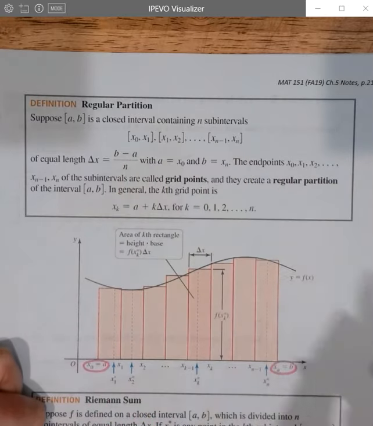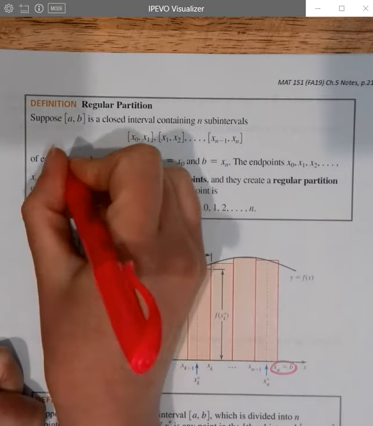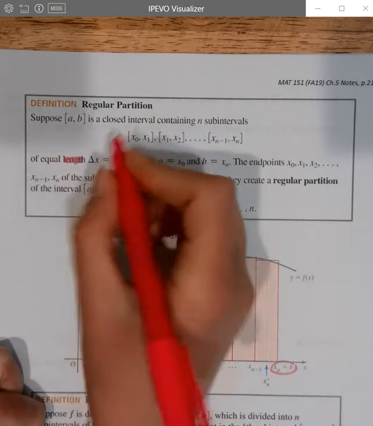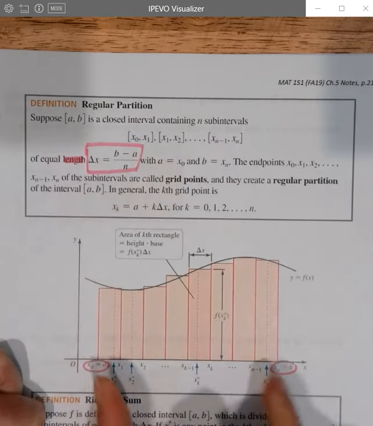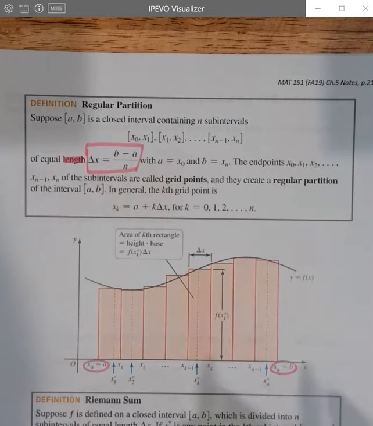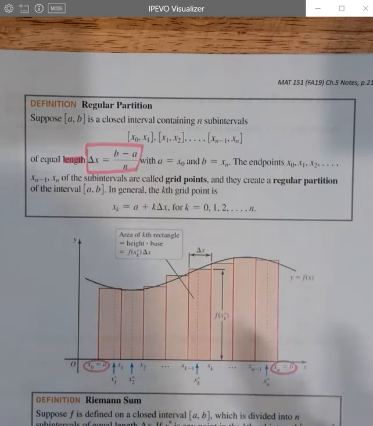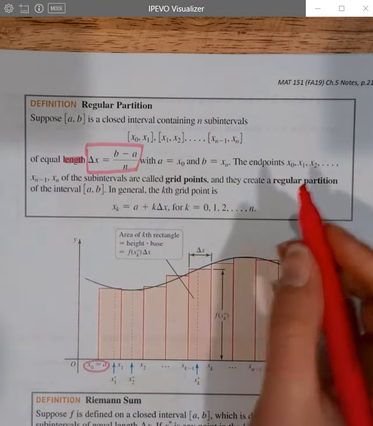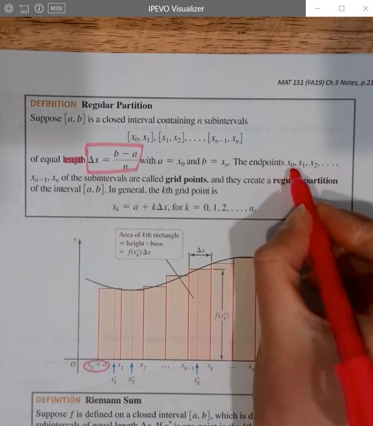Now, because you broke it into n intervals, the length of each of these intervals is going to be delta x, which is the change in x, defined as the distance between the endpoints, b minus a, divided by n, how many intervals you wanted. So we just take the distance between the endpoints, divide by n, and that's how wide each one of them is.